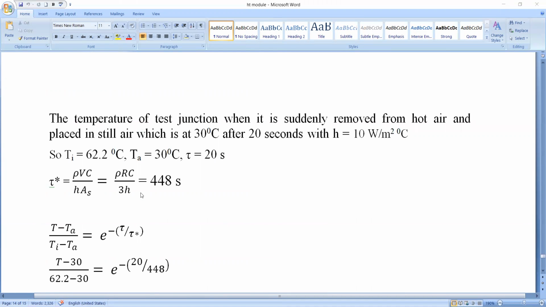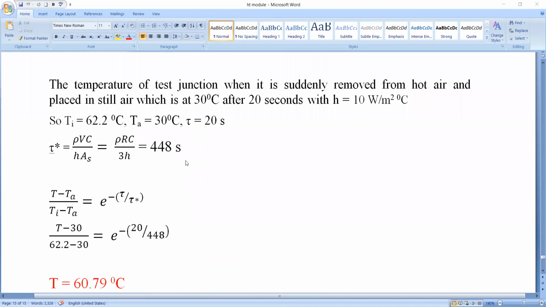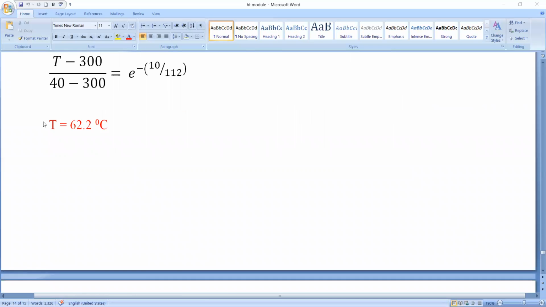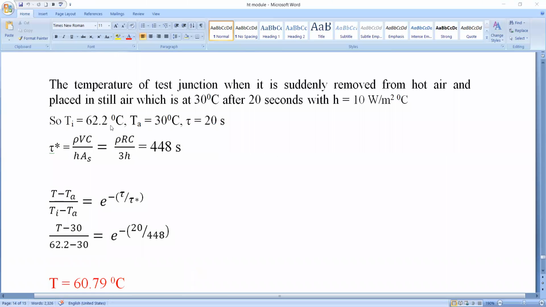Now in the continuation of the second part, he is asking us to calculate the temperature of the test junction when it is suddenly removed from hot air and placed in still air which is at 30 degrees centigrade. So after 20 seconds, what will be the temperature attained by the junction with heat transfer coefficient h equal to 10 watt per meter square degree centigrade? So the temperature in the first case after 10 seconds will be considered as Ti for this condition. So Ti is 62.2 degrees centigrade and Ta is the ambient air, 30 degrees centigrade.